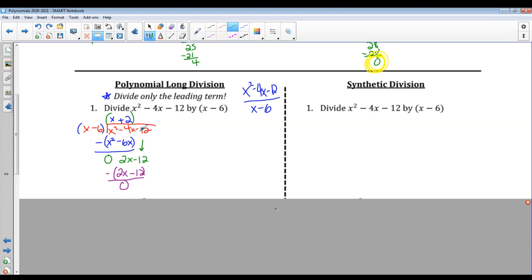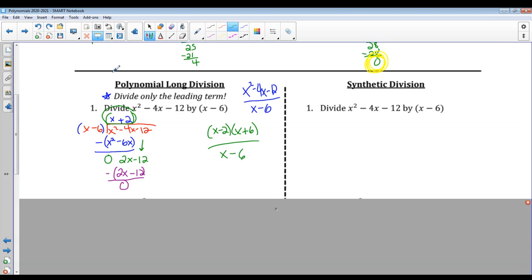All right, so x squared minus 4x minus 12 divided by x minus 6 leaves us this, with 0 remainder. That means it's a perfect factor. So now, going back to this, this is something we could have done a much easier way by factoring. So this is kind of another way to check our work.